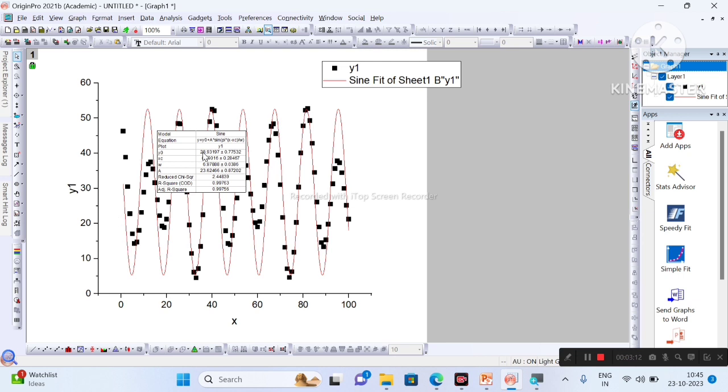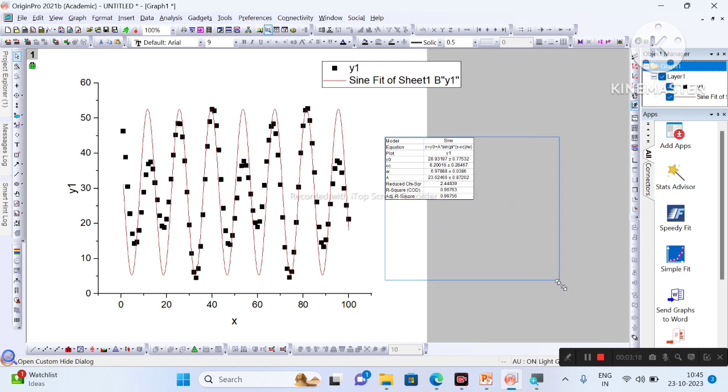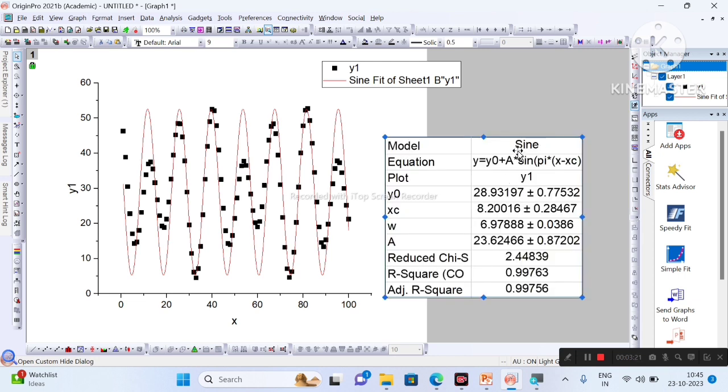I got this data fitted with this equation. You will get a ready-made equation. The model is a sine wave. The equation of this wave is in the form of y equals y0 plus A sine of pi times (x minus xc) divided by w. The y0 value, xc value, and w value are given here with error values. So the data points are fitted with this equation.